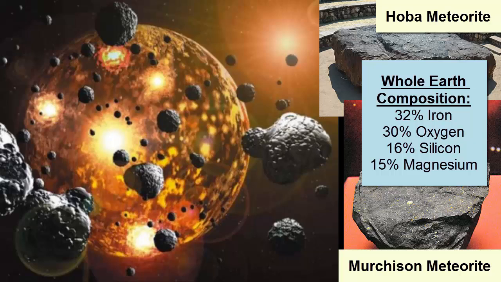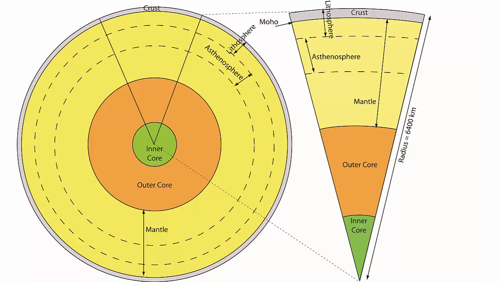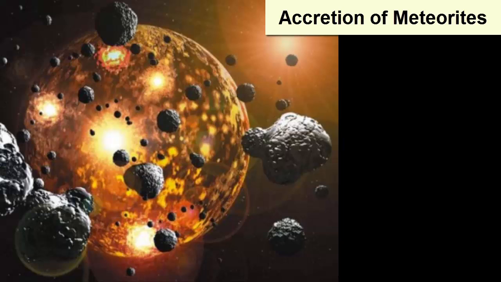Why? Early Earth, formed through meteorite accretion, would have been homogeneous. Present Earth has layers. Where did these layers come from? To understand the characteristics of early Earth, we need to demonstrate the process of accretion.